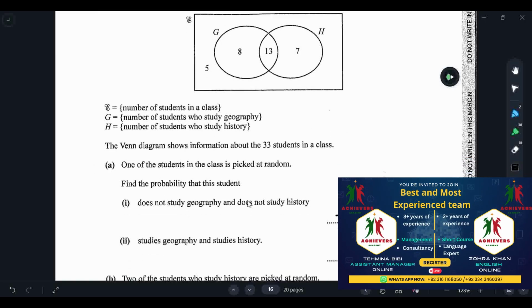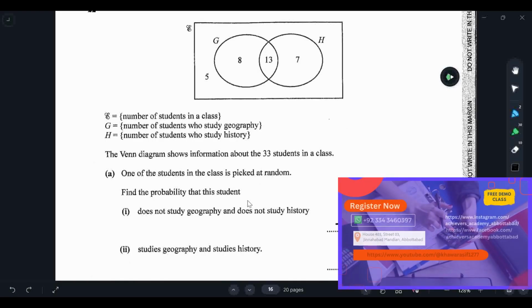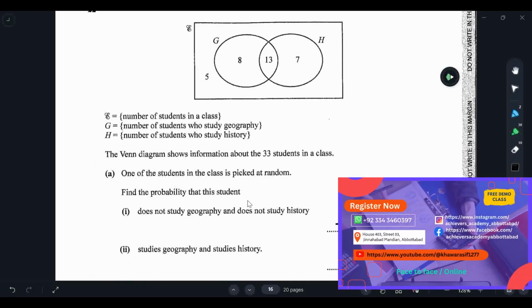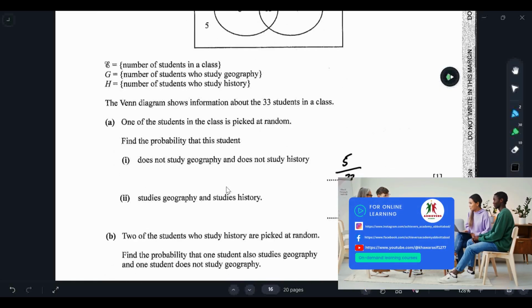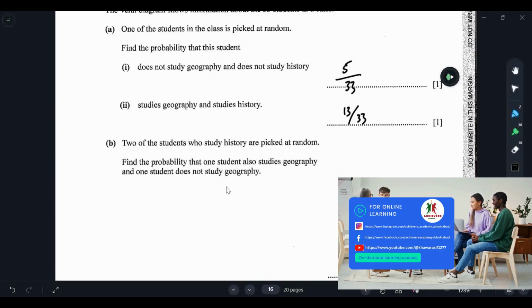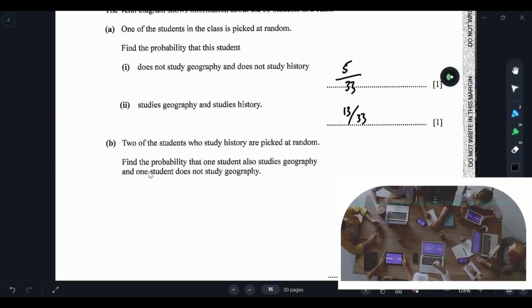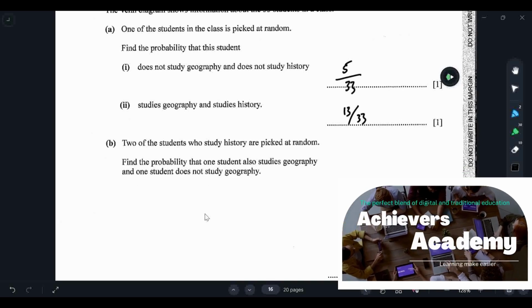Let's move to the next one, study geography and studies history. So study geography and study history is 13, so we have to write it 13 by 33. Let's move to the next one: two of the students who study history are picked at random. Find the probability that one student also studies geography and one student does not study geography.